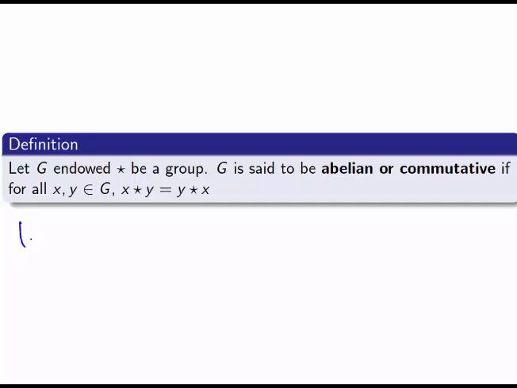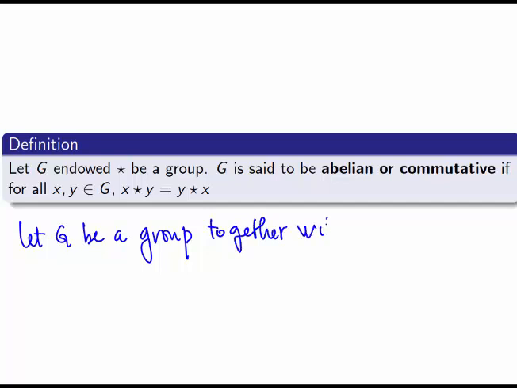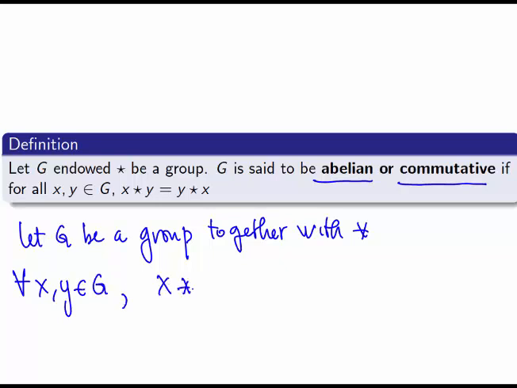If we have G, which is a group endowed with the star operation, we say that G is abelian or commutative if the following holds true. For any x, y in G, x star y is the same as y star x. So in other words, it really doesn't matter the order in which you are combining elements.